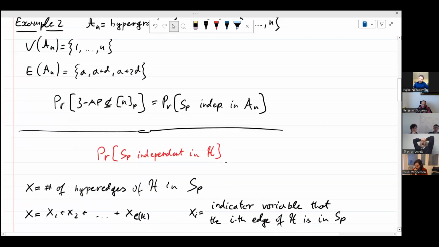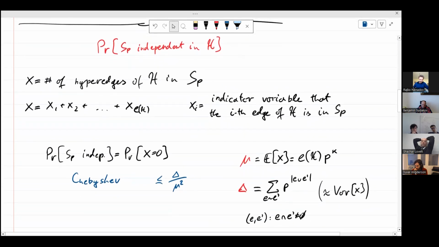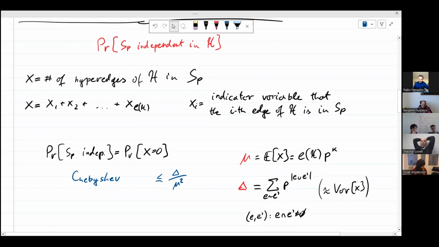Okay. So, how do we approach this question of what's the probability that my set S_p is independent in H? We can use, say, Chebyshev's inequality. So let me denote with X the number of hyperedges of H which are contained in S_p. Well, that's a random variable. And I can write X as X_1 plus X_2 plus up to X_{e(H)}, where I first order the edges of H however I want. And then for the ith edge, I introduce an indicator random variable X_i, which tells me whether this edge is fully present in S_p or not. Now, the probability that S_p is independent is the same as the probability that X equals 0, right? So I see no edges inside S_p.